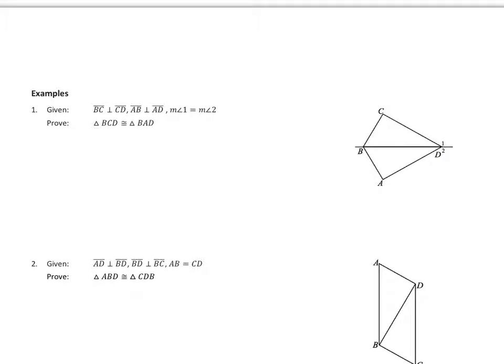So first of all, I have BC is perpendicular to CD. When two lines are perpendicular, they're going to intersect and make 90-degree angles. So I'm going to get right angles where those two lines intersect. So BC is perpendicular to CD. That's going to give me a right angle right here. And then I had AB is perpendicular to AD. That's going to give me a right angle right here.